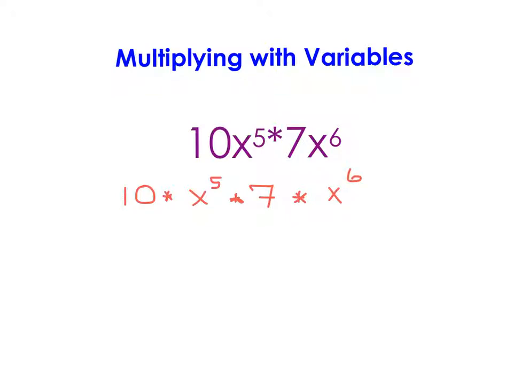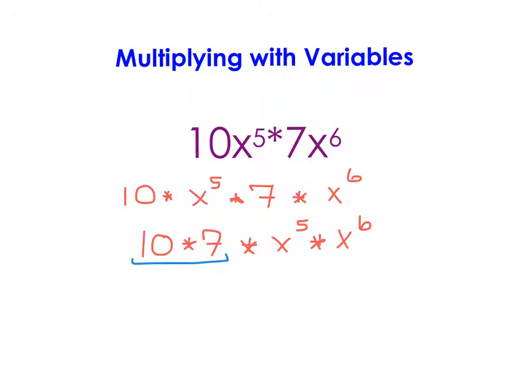And then what I want you to know about multiplication is that it's what's called commutative. So we can actually multiply things together in any order. It's not like division or subtraction where the order really does matter. With multiplication, we can do some rearranging. So what we can really do here is write 10 times 7 times x to the 5th times x to the 6th. And then we can now multiply things together.